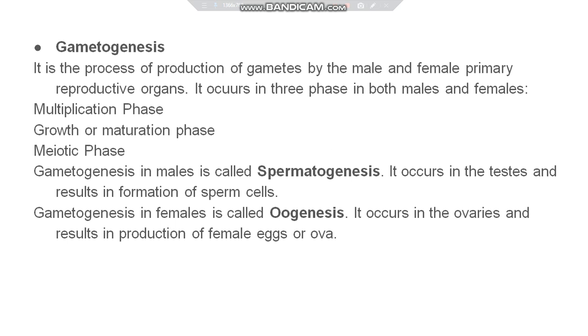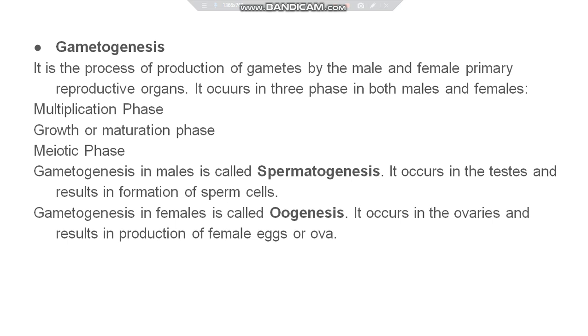Gametogenesis. It is the process of production of gametes by the male and female primary reproductive organs. It occurs in three phases in both males and females: multiplication phase, growth or maturation phase, and meiotic phase.